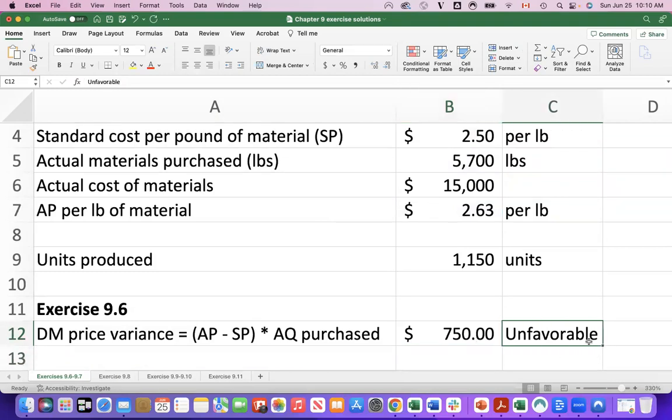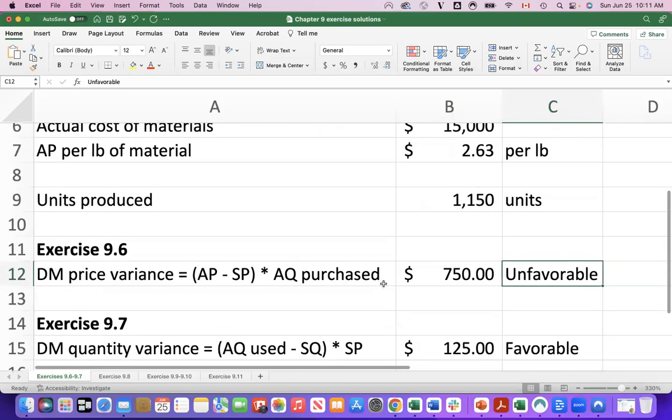And again, that is considered an unfavorable variance because we paid more than anticipated. Remember, that doesn't necessarily mean it's a bad thing. It just means we paid more than we expected. Now, what about the quantity variance?